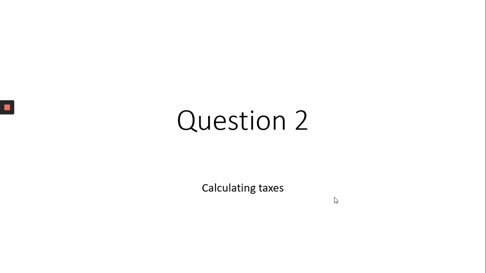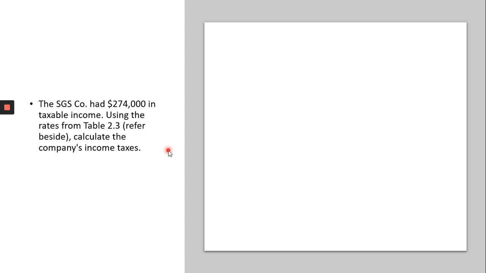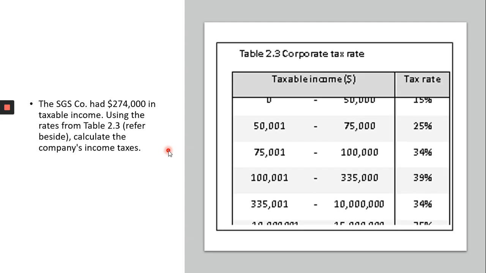Let's discuss question number 2. In question 2, we will be calculating taxes. So in this question, the company had $274,000 in taxable income. Using these tax tables, the question is asking us to calculate the company's income taxes.